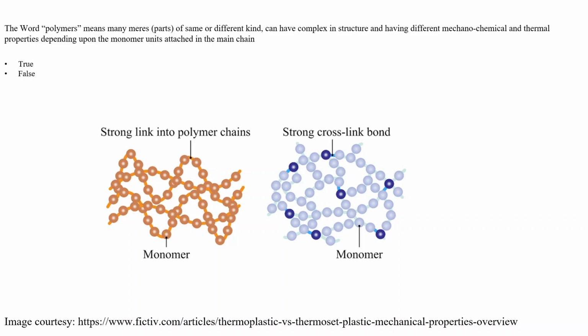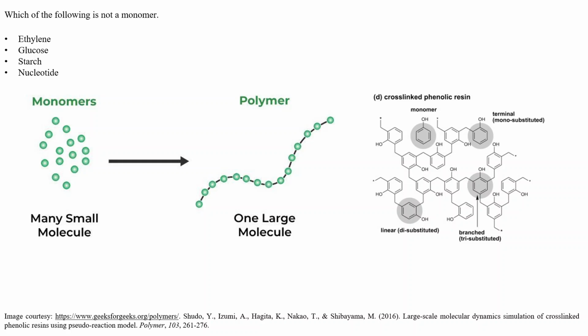Moving on to the next question. Which of the following is not a monomer? So it is asking what is not a single molecule, as we discussed.